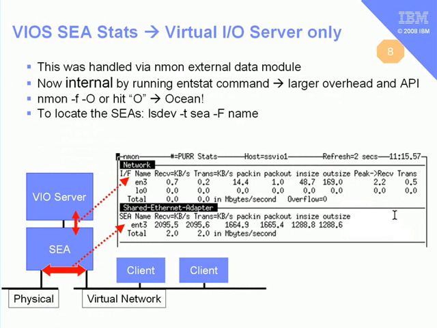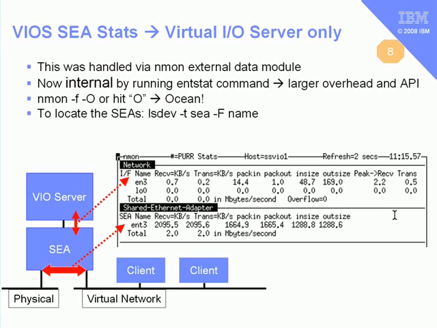Number 8 is the Virtual I/O Server Shared Ethernet Adapter stats. Many people are using nmon to capture what's going on on the Virtual I/O Server, or VIOS, and it's important that we monitor what is happening over the Shared Ethernet Adapter. That's one of the 2 prime functions of a Virtual I/O Server.